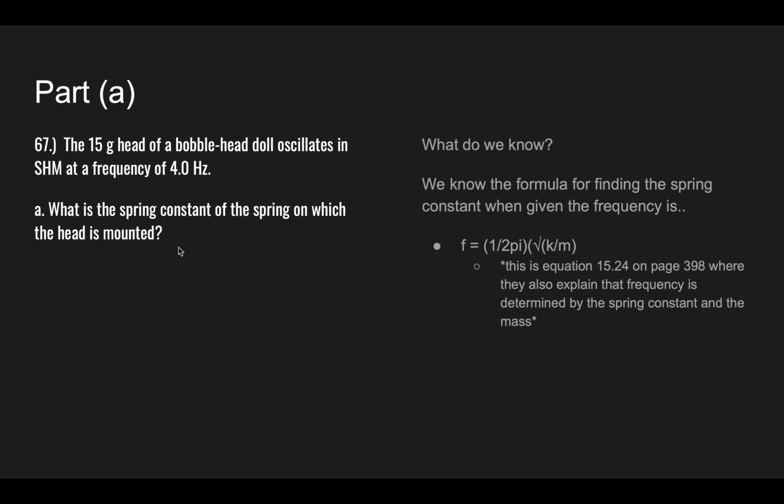So I restated the question right here. You want to reread it, pause the video, you can look at it. From here, what do we know? We know that the formula for finding the spring constant when given the frequency is this one right here. This is equation 15.24 on page 328 of the textbook, if you want to know where to find it. But that's basically it. I literally did not modify anything. That's the equation that the book gives you.